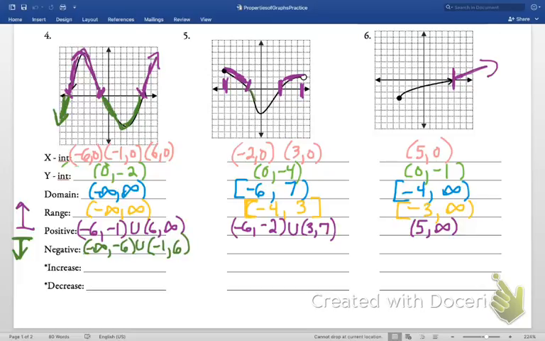Let's look at number 5. Color it in. Where is it below the axis? Okay, so it's below the axis from -2 over to +3. Alright, now number 6. Where is it below the axis? Well, it's below the axis from where it starts, which is at -4, all the way to where it hits the axis, which is at +5. So we got a -4 to +5.